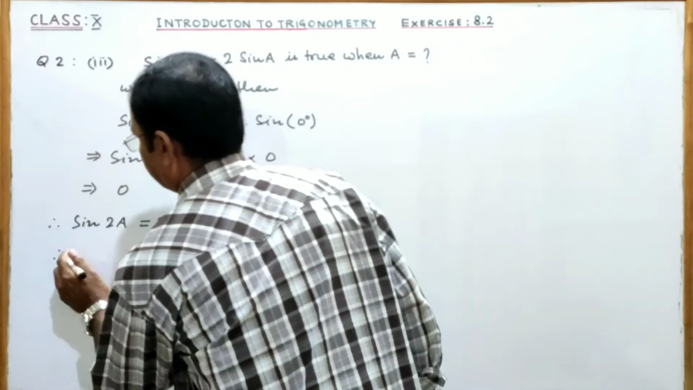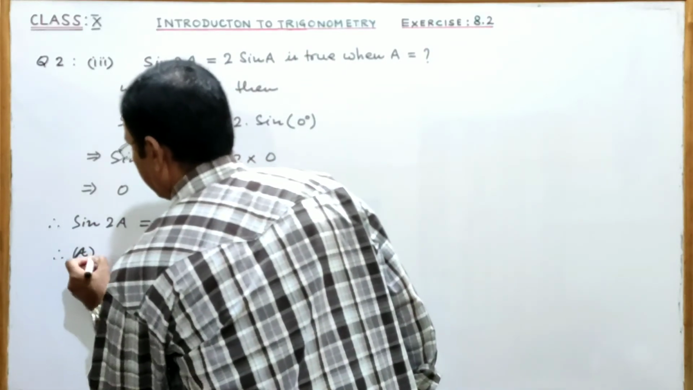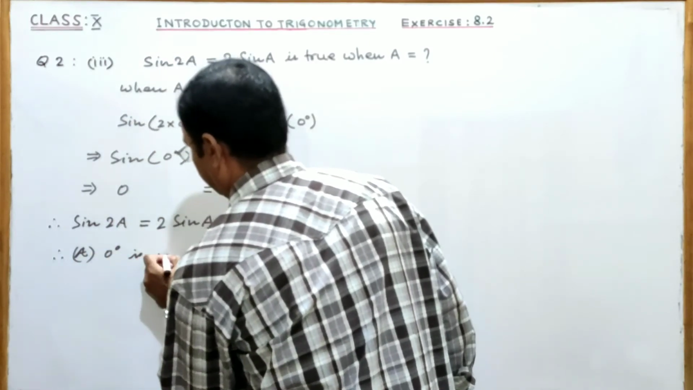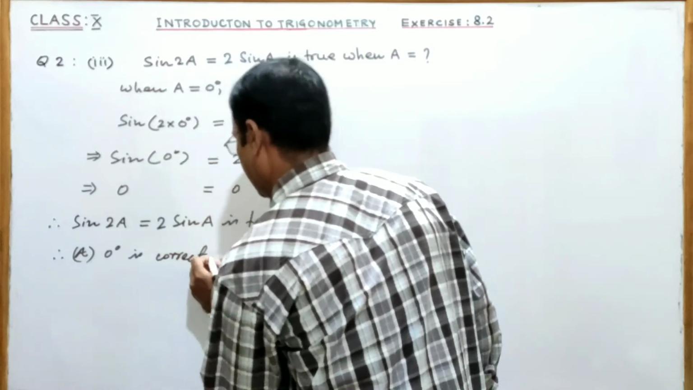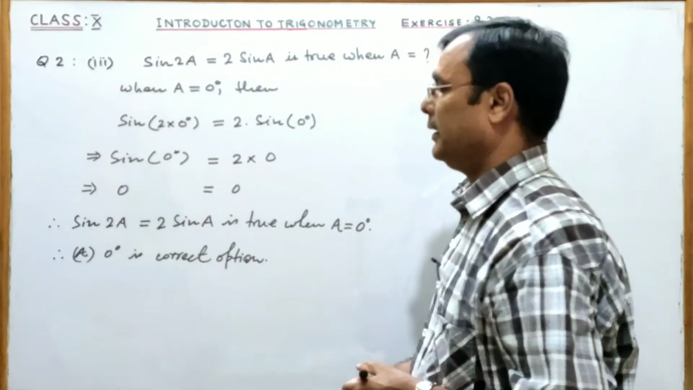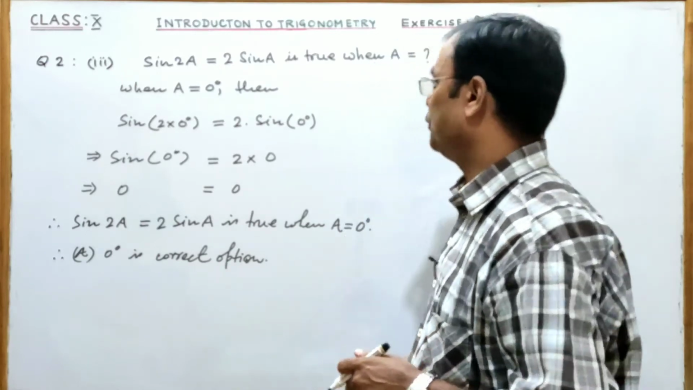Therefore option A, 0 degrees, is the correct option for this third part. Now fourth part.